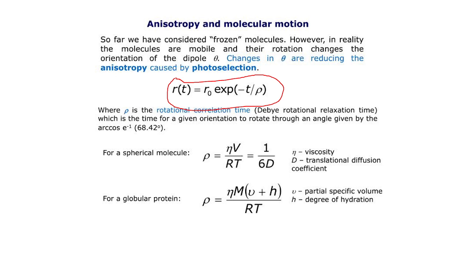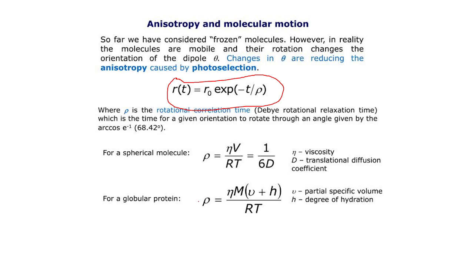That is the rotational relaxation time, which is the time for a given orientation to rotate through an angle given by cos to the power minus one, anti-cos of 68.42 degrees. For a spherical molecule, this rotational correlation time is viscosity times volume divided by RT, which equals 1 by 6D, where D is the rotational diffusion coefficient.